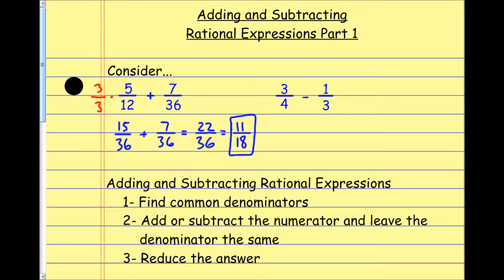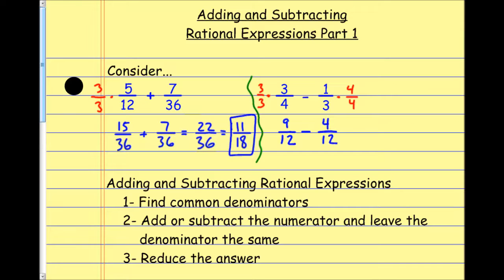Okay? If I take a look at the next one, again, I want to get these common denominators. So I'm going to look at a 4 and a 3. The least common multiple here is going to be a 12. So I have to multiply the first fraction by 3 over 3. I have to multiply the second fraction by 4 over 4. The first fraction, when I do that, that's going to give me a 9 over 12. The second fraction here, when I multiply this, that's going to give me a 4 over 12.